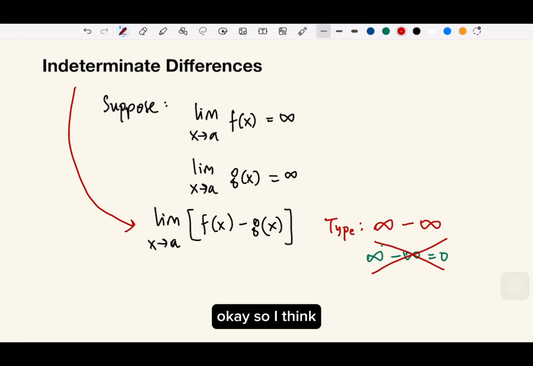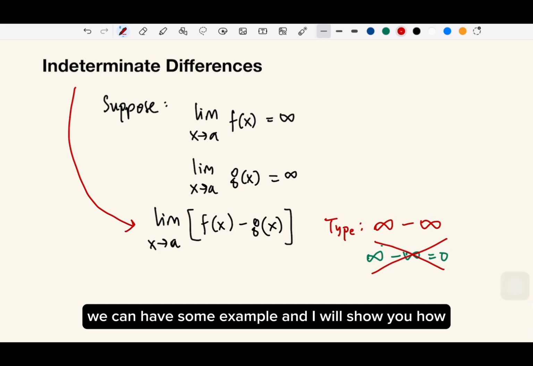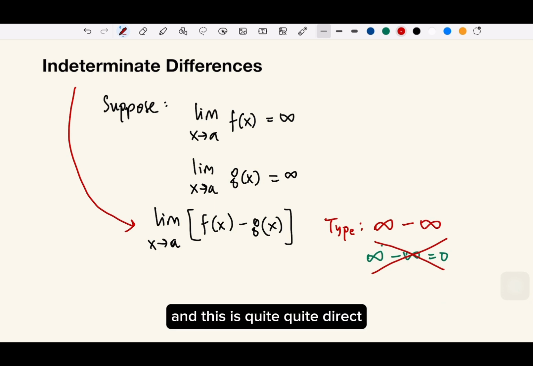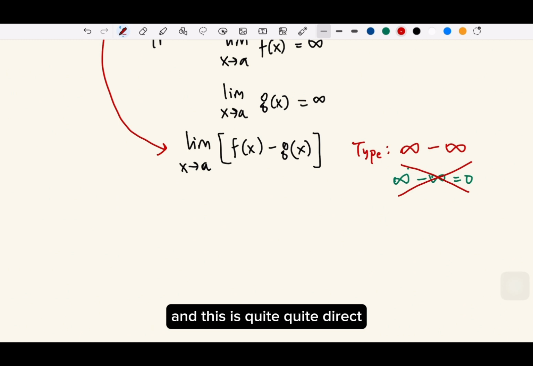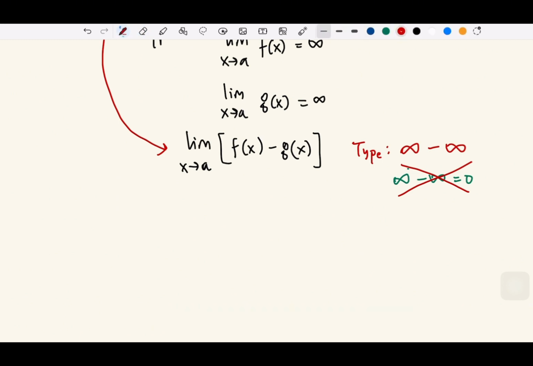Okay, so I think we can have some example, and I will show you how. This is quite direct. So let me just take an example. So I take the limit.